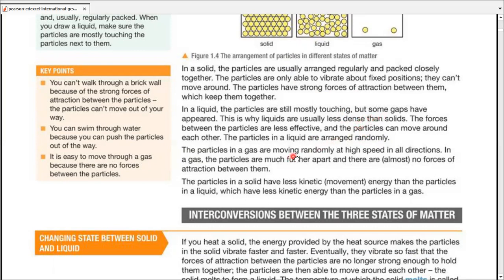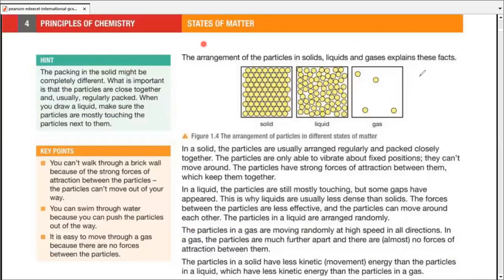The particles in the gas are moving randomly at high speeds in all directions. Now, here we talk about their movement. In gas, the particles are much further apart and there are no forces of attraction. So in this case, what we usually explain is the motion. Let's explain the motion in all these three cases, which is not completely explained in this part of the book. So let me write: the motion in case of solids is vibratory motion. We only say that they vibrate.